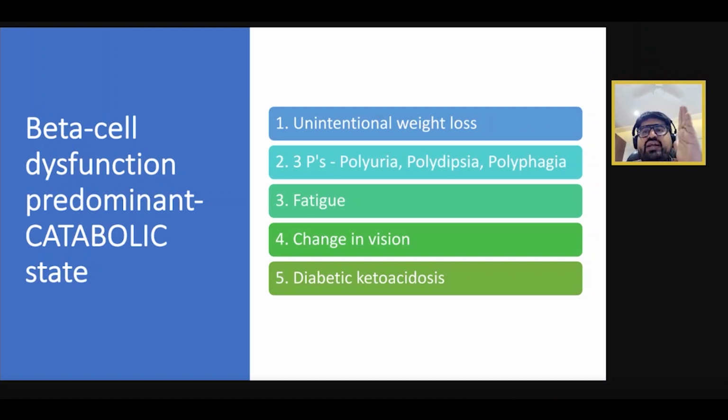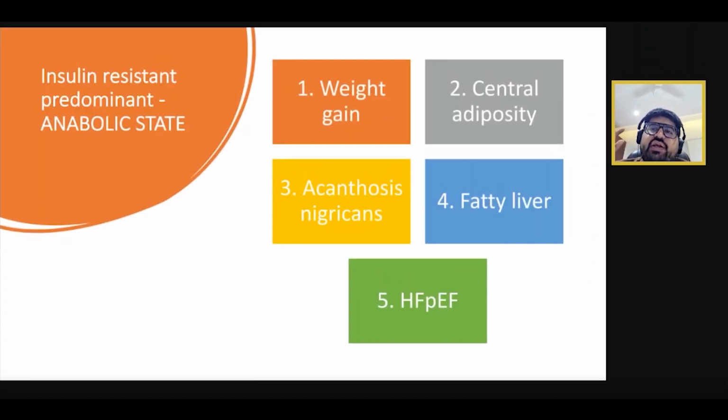I told you, on one end you have insulin resistance, on the other end you have beta cell dysfunction. What are the clinical markers of insulin resistance? What are the clinical markers of beta cell dysfunction? The clinical markers of beta cell dysfunction are mainly catabolic. Catabolic means breaking down, right? So the patient with beta cell dysfunction will come to you with a history of unintentional weight loss. They'll come with the 3 classical P's: polyuria, polydipsia, polyphagia. They'll have fatigue, change in vision, and they'll have diabetic ketoacidosis. So whenever you have any of these features, the patient is having beta cell dysfunction, which is predominating.